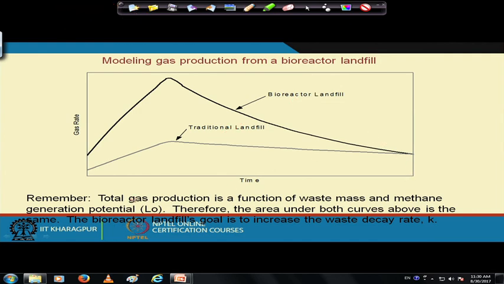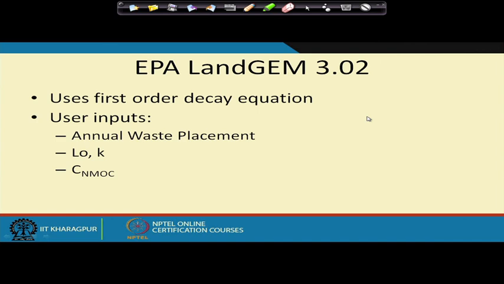Here total gas production is determined by the waste mass and methane generation potential. Therefore, the area under both curves is the same. The bioreactor landfill goal is to increase the waste decay rate, so we will have a higher rate of degradation. This uses the EPA LandGEM 3.0. As user input you need annual waste placement, L0 values, K values, and the concentration of NMOCs, the non-methane organic compounds. You can always take a gas sample and find out those values, so that's not a problem. So that's how LandGEM is done, and this is how the gas production model is done.